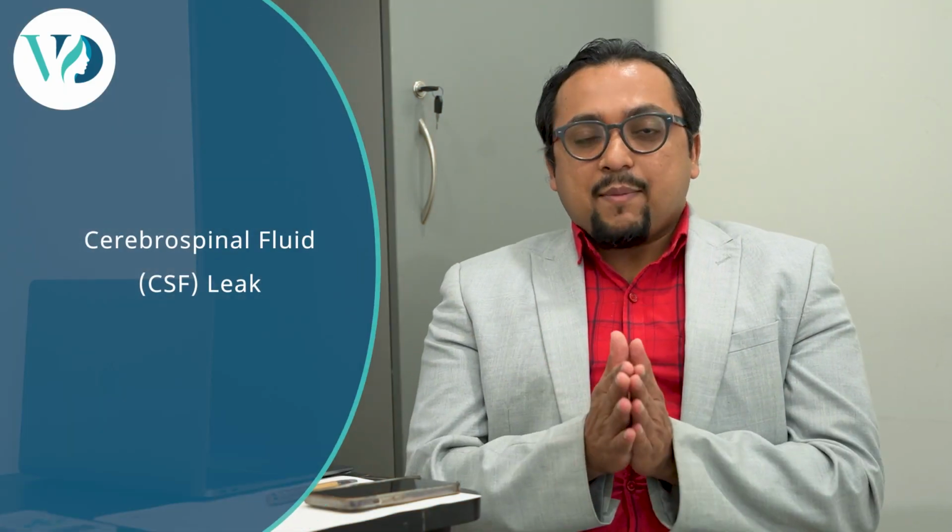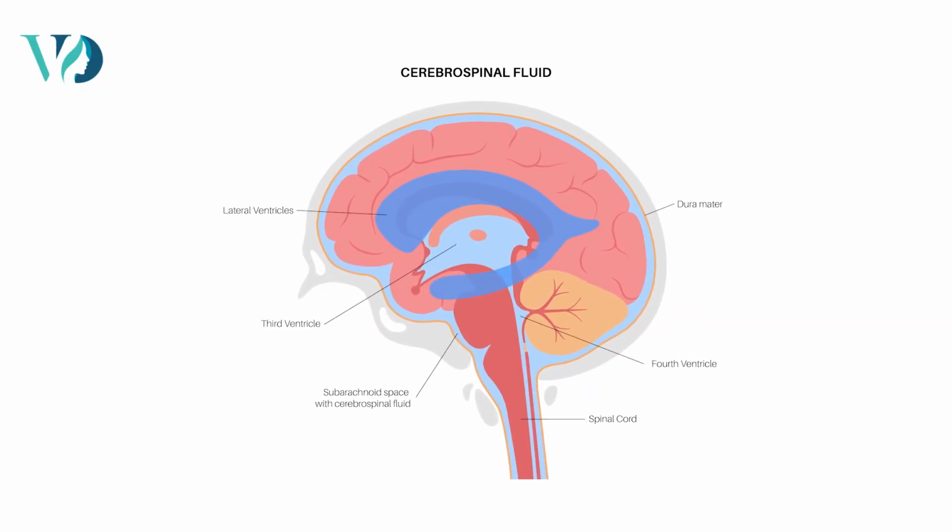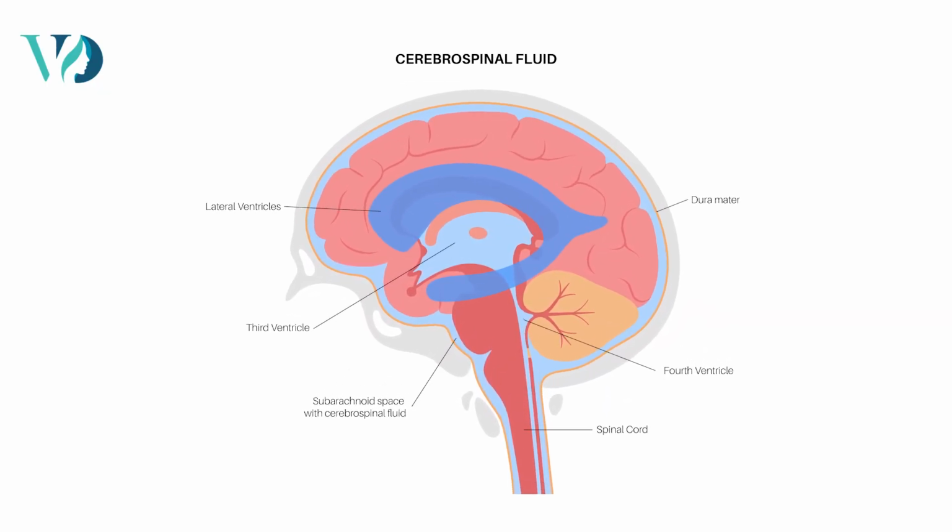Another important complication that we all need to know about is what we call a CSF leak. Now why does this CSF leak happen? During craniosynostosis surgery, when we manipulate the skull of the child, there might be some tears in the dura. Now dura is the covering of the brain. Sometimes when we manipulate the bones, there might be some tears in the dura which can cause a CSF leak.